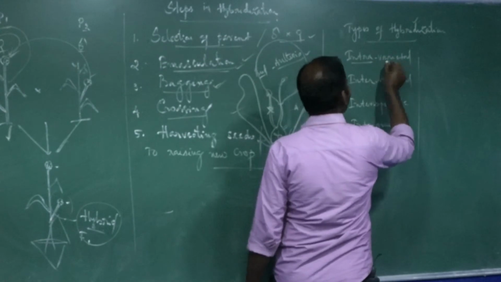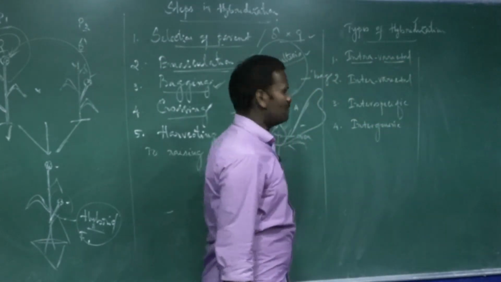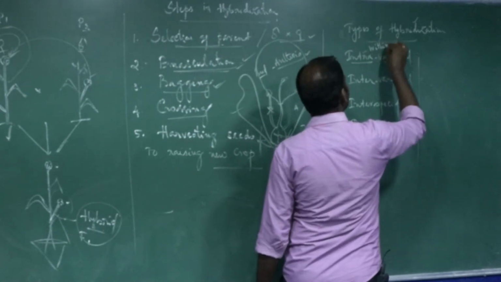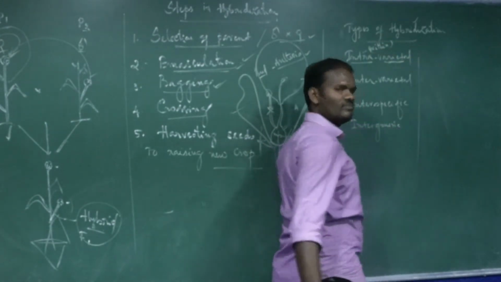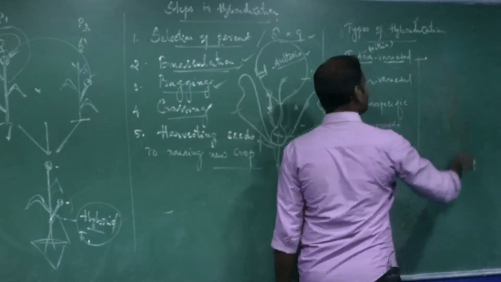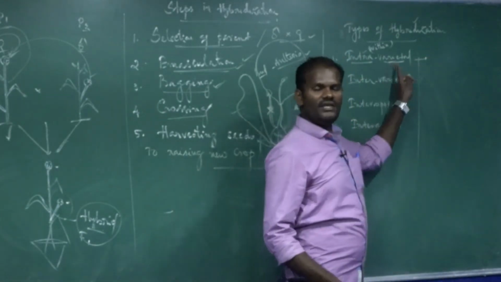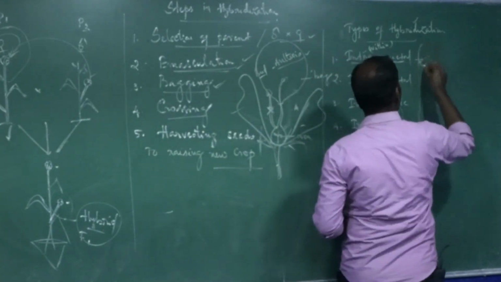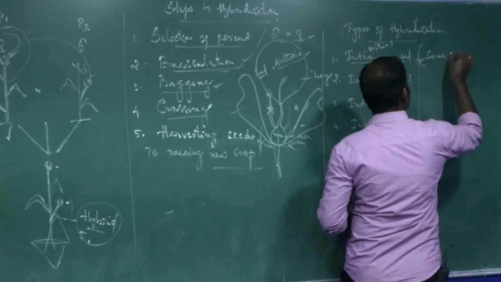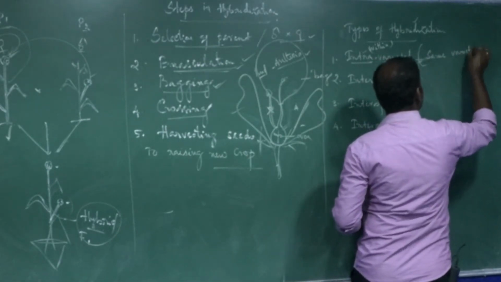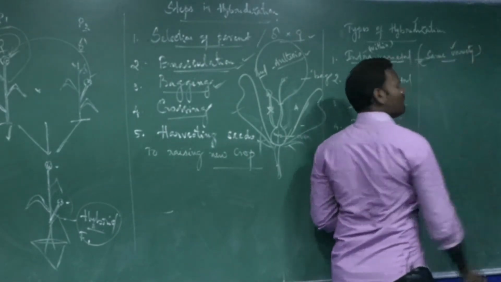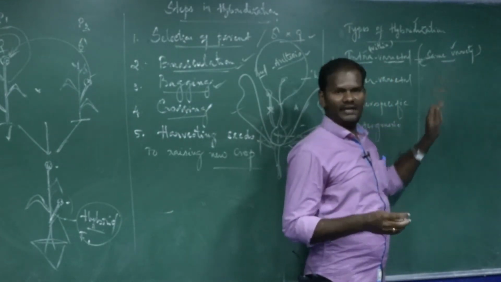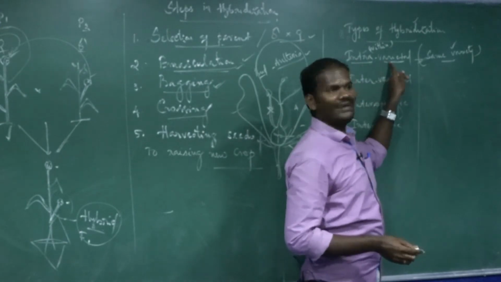What do you mean by intra-varietal hybridization? The word intra means within the varieties. I mean the cross made between plants of the same variety. This is a key concept. A cross made between 2 plants of the same variety is called intra-varietal hybridization.